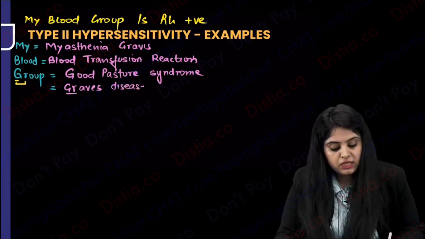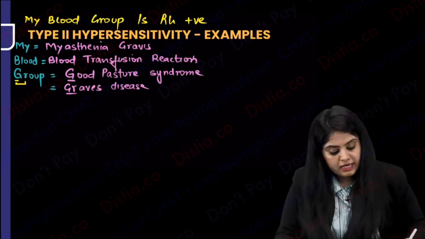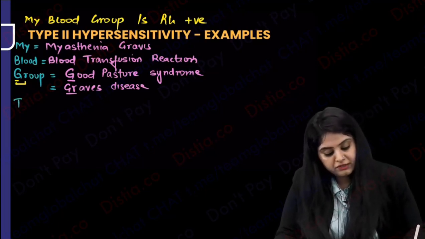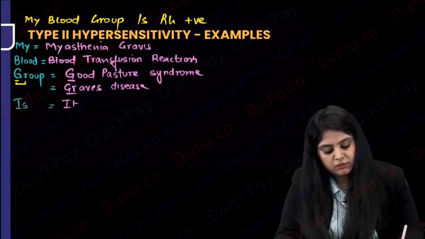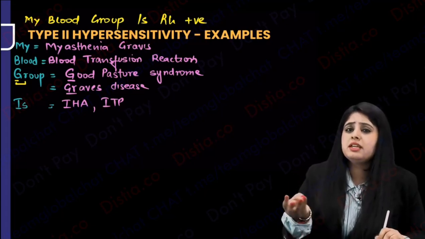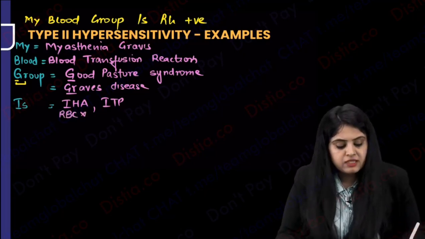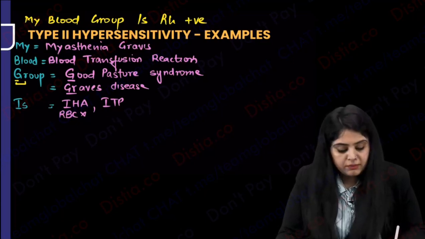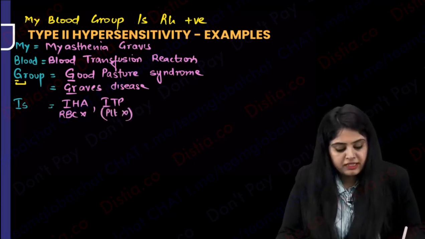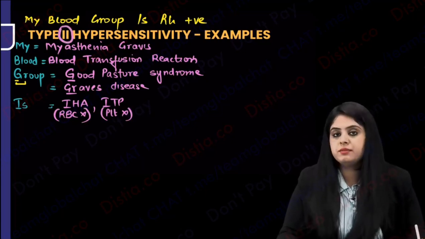So remember, the G alone is going to be Goodpasture syndrome and GR is going to be Graves' disease. Now we move on to my blood group is. So what is the I going to be? I is for two things: immune hemolytic anemia and immune thrombocytopenic purpura. Immune hemolytic anemia means antibodies will break the RBCs. So the RBCs are going to break down. ITP means immune thrombocytopenia. The platelets are going to break down. So basically in both cases it is because of antibody, because type 2 hypersensitivity is all about antibody.